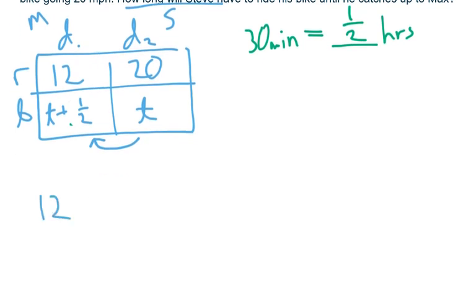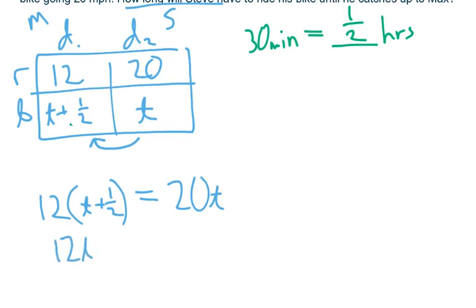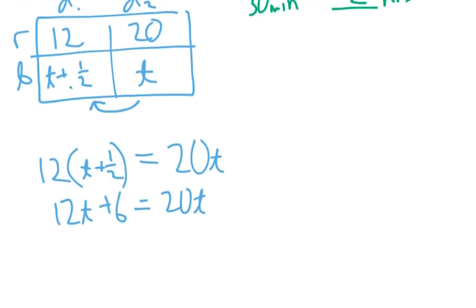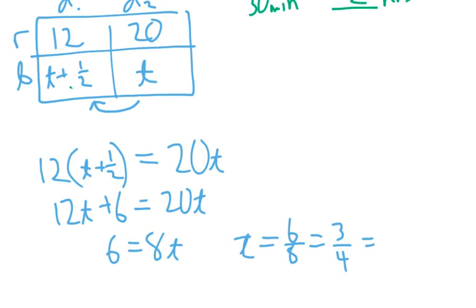We have 12 times t plus 1/2, equals 20t. We'll get 12t plus 6 is equal to 20t. Subtract 12t from both sides. 6 equals 8t. Divide both sides by 8. We get 6/8, which is equal to 3/4. And 3/4 of an hour is 45 minutes.